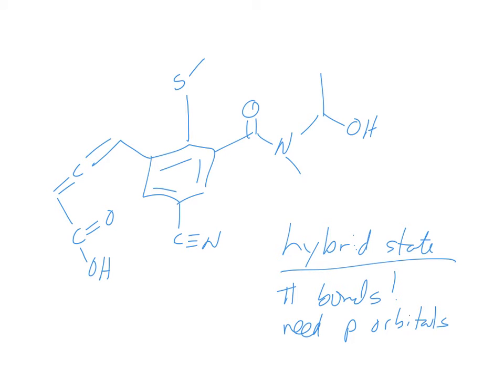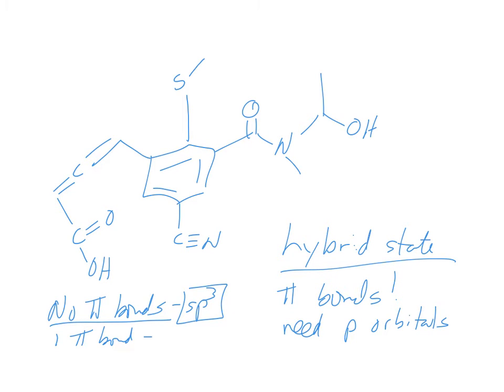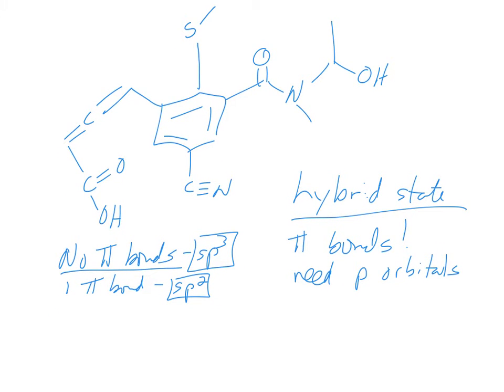So if you have no pi bonds, what hybrid state is that? SP3. Hybrid state we're talking about here, not the orbitals yet, the hybrid state. If we have one pi bond, what hybrid state are we in? SP2. Again, hybrid state, not the actual hybrid orbitals. If I have two pi bonds, what am I? The sp hybrid state, right? The sp hybrid state. Good.